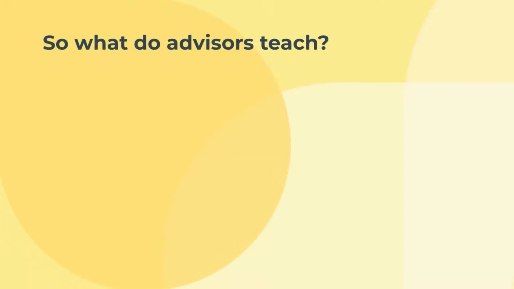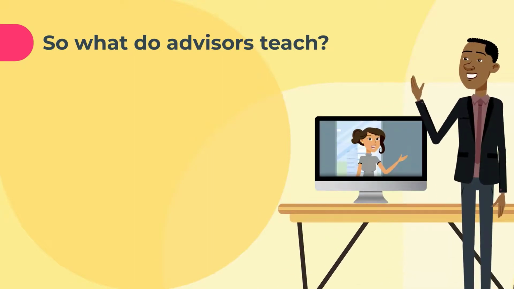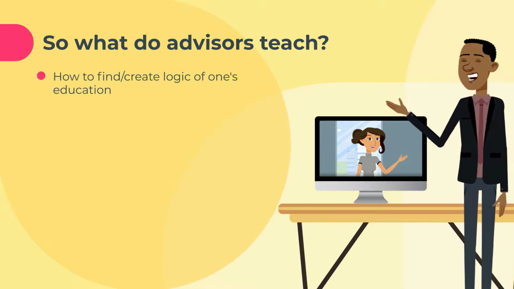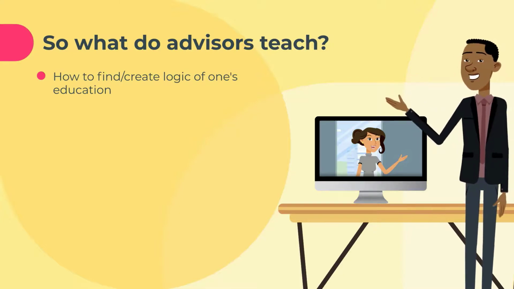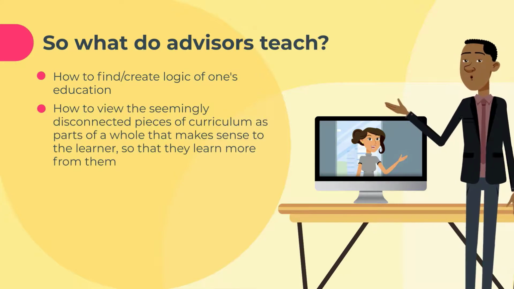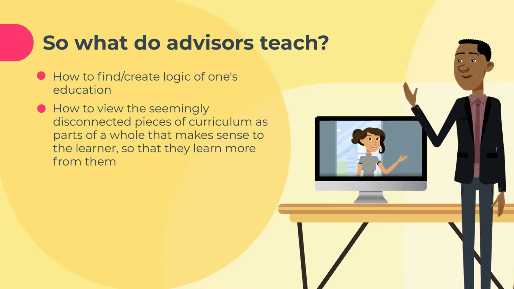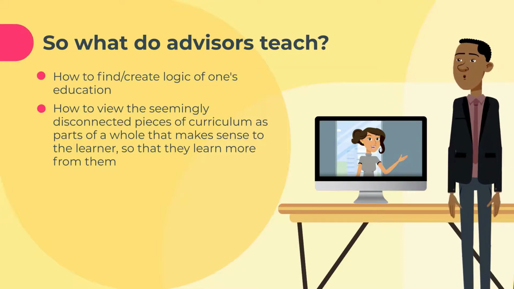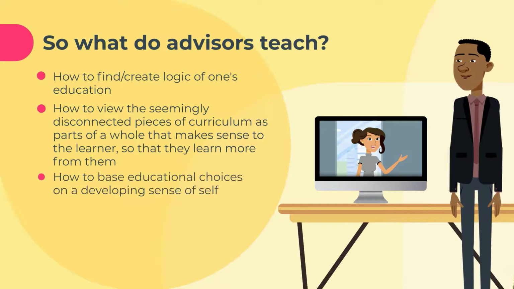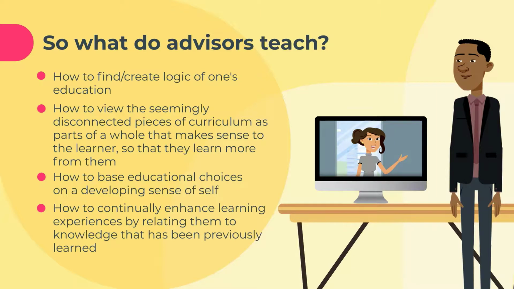So what do advisors teach? Lowenstein sees advisors as teaching how to find or create the logic of one's education, how to view the seemingly disconnected pieces of curriculum as part of a whole that makes sense to the learner so that they can learn more from them, how to base educational choices on a developing sense of self, and how to continually enhance learning experiences by relating them to knowledge that has been previously learned.